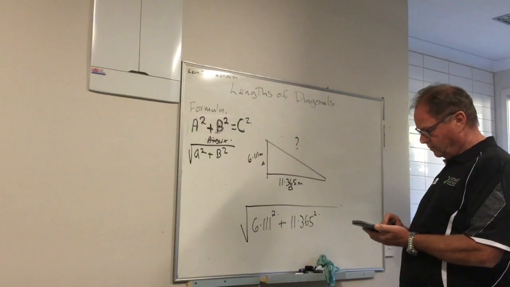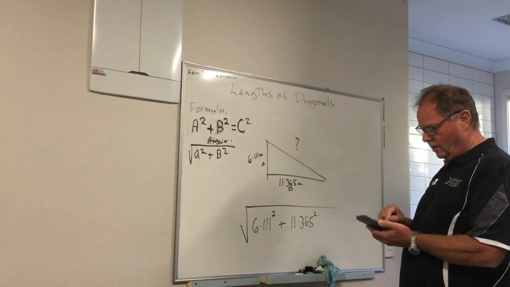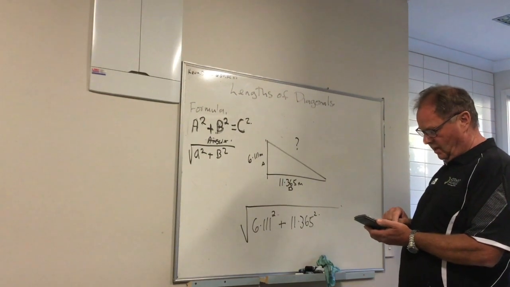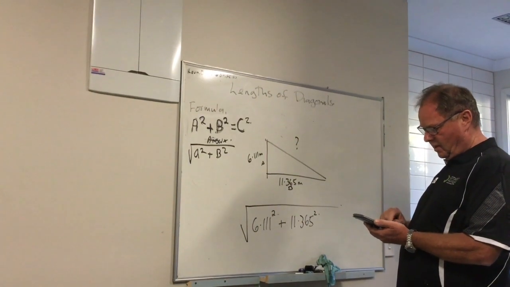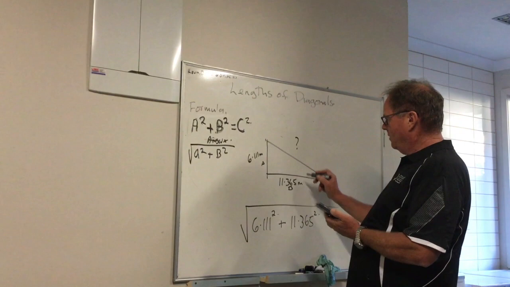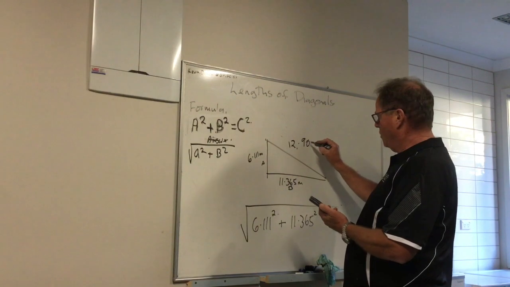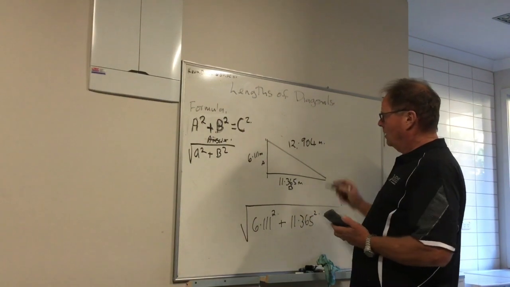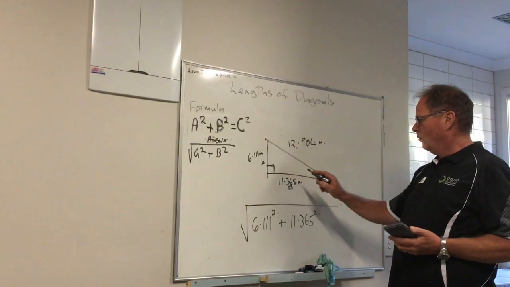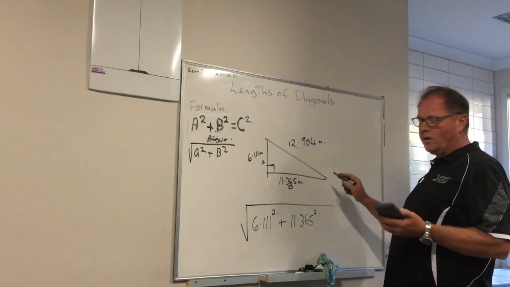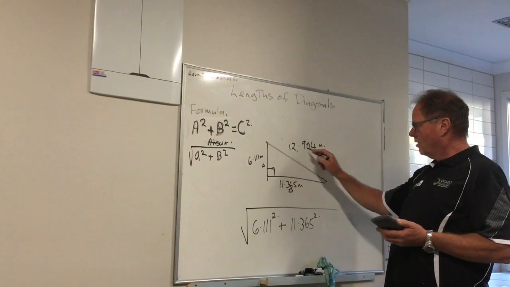Square root of 6.111 squared plus 11.365 squared equals, here's our number here, 12.904. So now we know for that to be nice and square, 6.111, 11.365. We would have got those dimensions off a plan, and now we know that our hypotenuse would be 12.904.